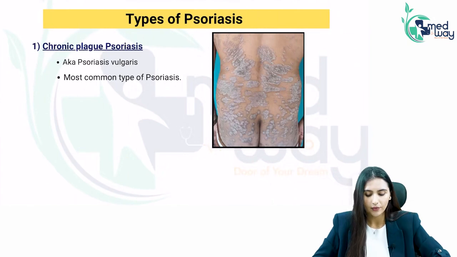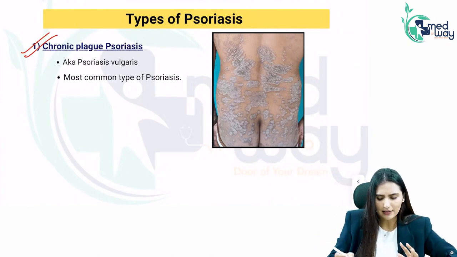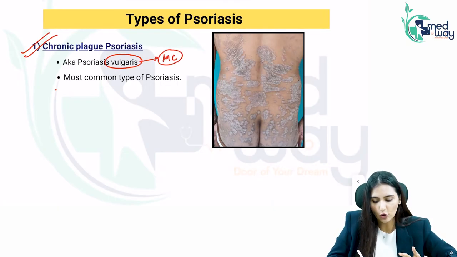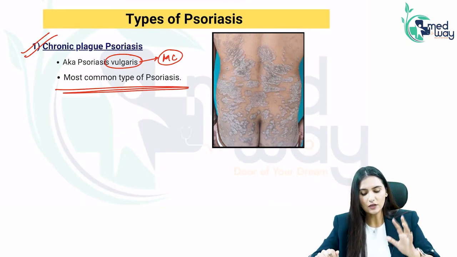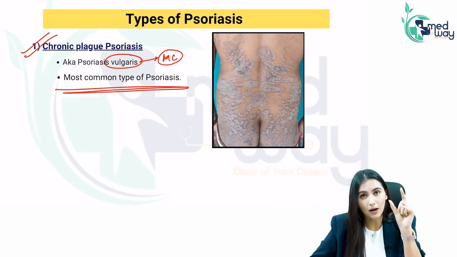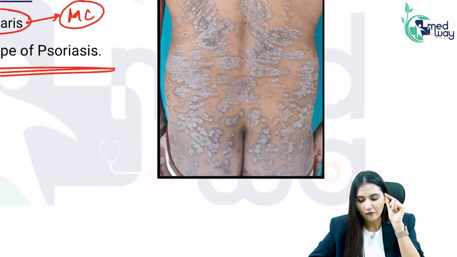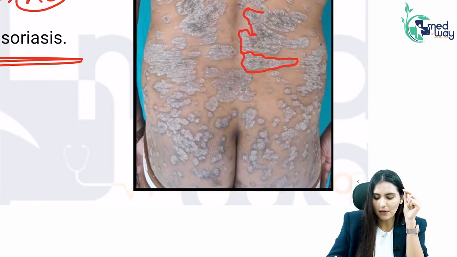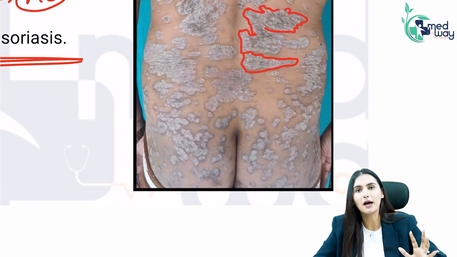Now, when we talk about chronic plaque psoriasis, this is psoriasis vulgaris. I've told you whenever vulgaris comes, that is the most common form. So this is the most common type of psoriasis. It is chronic. We know that psoriasis by itself is chronic. It is plaque, not papules. Now you have plaques. Look at this. You have plaque-like lesions all over the body. Look at this, all of it, these are plaques. These are huge plaques. So this is your chronic plaque psoriasis.